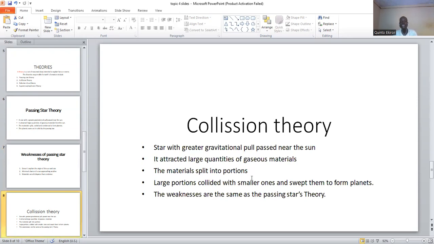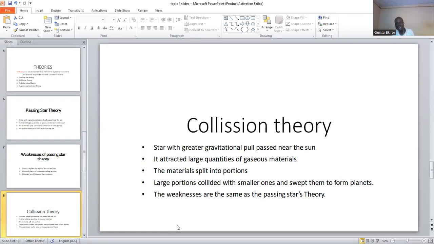A star with greater gravitational pull passed near the sun, the same. It attracted large quantities of gaseous materials. It's like a passing star. The materials split into portions. Large portions collided with smaller ones and swept them away to form planets.